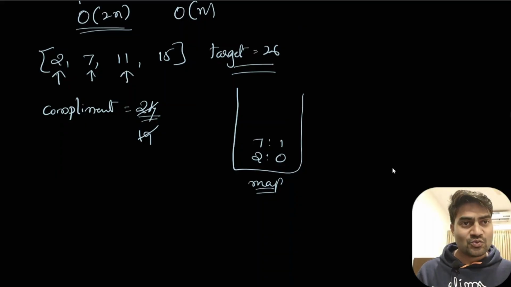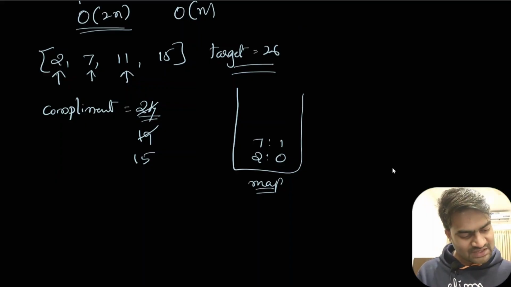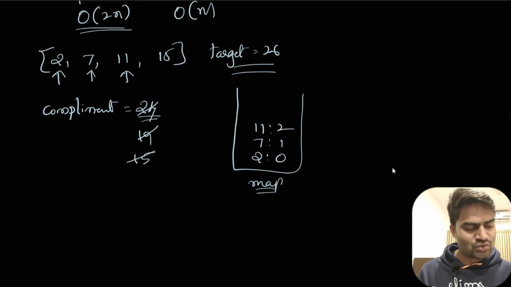Now I move to 11. If you see the complement, it is 15. But according to us, 11 and 15 are the complements, so we expect something in the map, right? We don't get the second number at the first go itself. We will have to pass through the first number, then only on the second number's occurrence will we get the first number. That's the beauty here. Now I don't find 15, so I will simply push my 11 with its index and move to the next number.